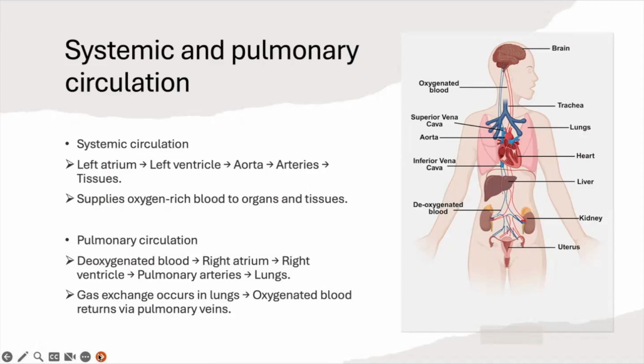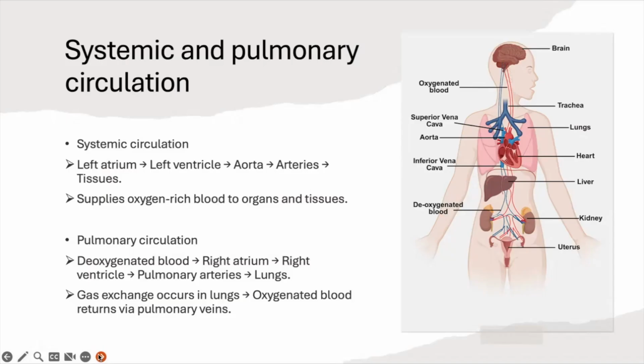The oxygenated blood reaches the left atrium via the pulmonary veins from the lungs. Once the atrium is filled with oxygenated blood, the atrium contracts. When it contracts, the mitral valve opens up and the blood flows into the left ventricle. When the atrium contracts, there is relaxation of the ventricle, which is known as systole and diastole, contraction and relaxation.